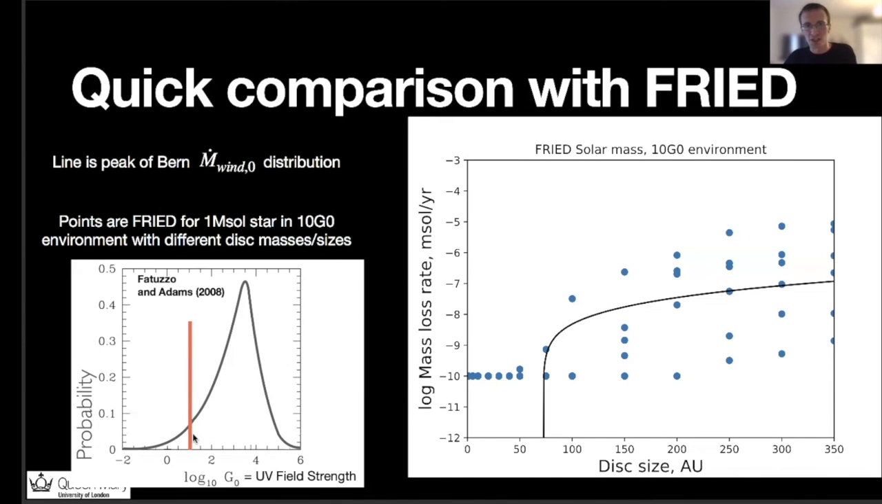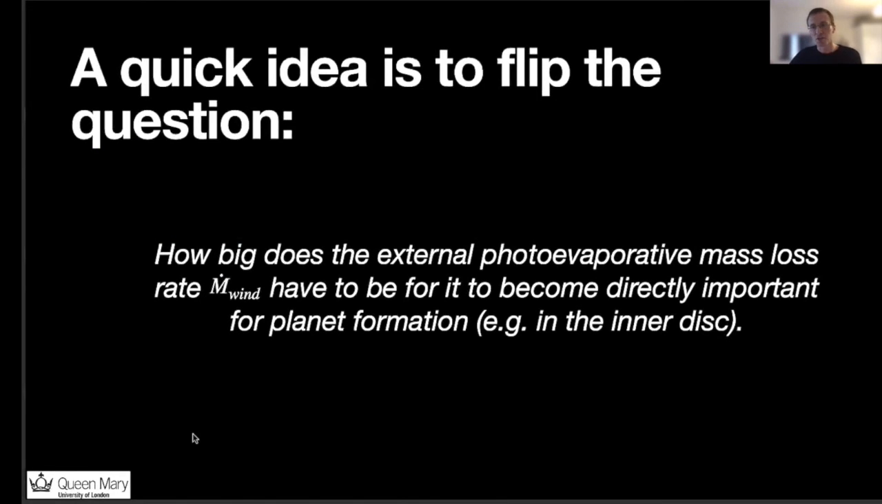And then one more slide I think I have. And if you don't want to stick something like FRIED in your population synthesis model, what you could do is flip the question around and say, well, what happens if I just take my M_wind parameter and just bump it up to higher and higher values? At what point does it affect planet formation beyond just setting the disk lifetime and the mass reservoir that giant planets can accrete? How strong an effect does the external photoevaporation have to be to affect your inner planets, for example? So final slide, please.